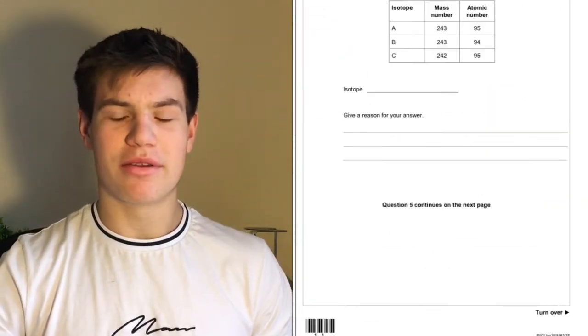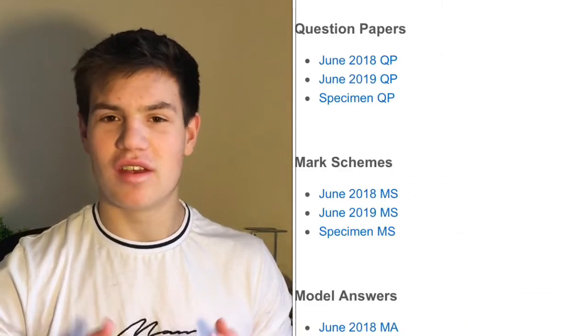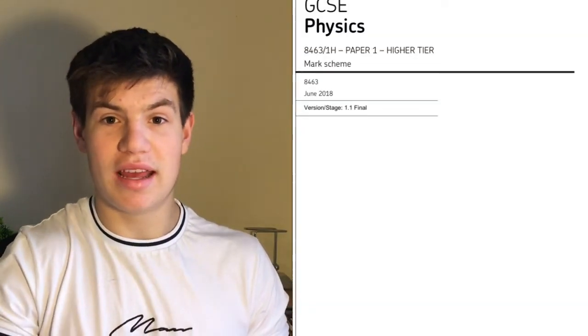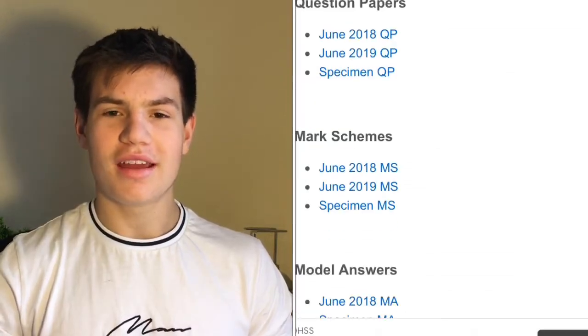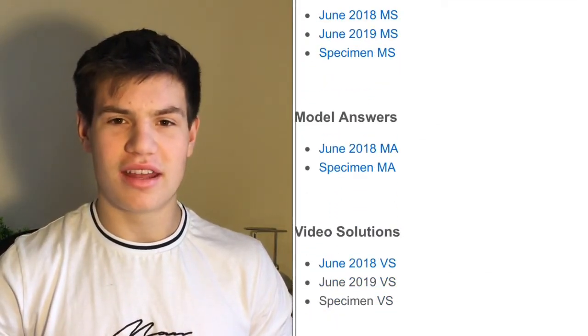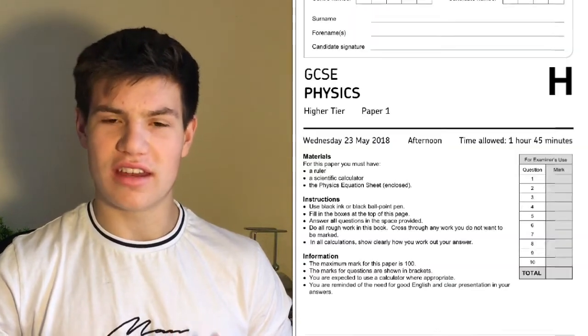So the exam paper and the mark scheme, that's pretty self-explanatory. The exam paper is just the exam paper for that year, and the mark scheme is literally the mark scheme they use when marking that exam paper. So the next part is model answers, and kind of as it says on the tin, these are answers that would gain full marks for each question.